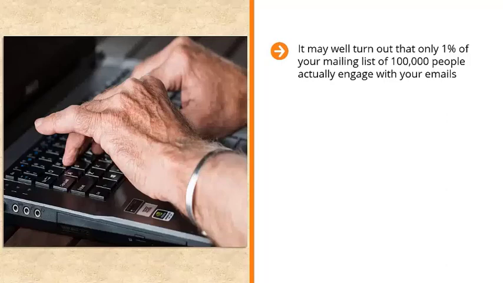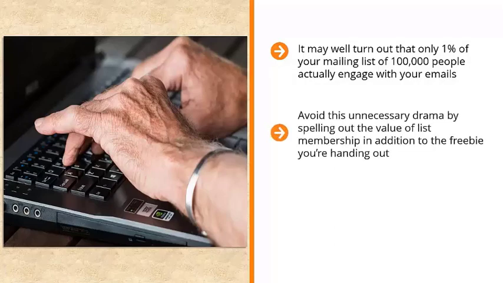have. It may well turn out that only 1% of your mailing list of 100,000 people actually engage with your emails. These are people who actually open and read and click through your email. 99,000 people, on the other hand, are simply squatting on your list. Depending on your list provider, you might have to pay for those people. Avoid this unnecessary drama by spelling out the value of list membership in addition to the freebie you're handing out.